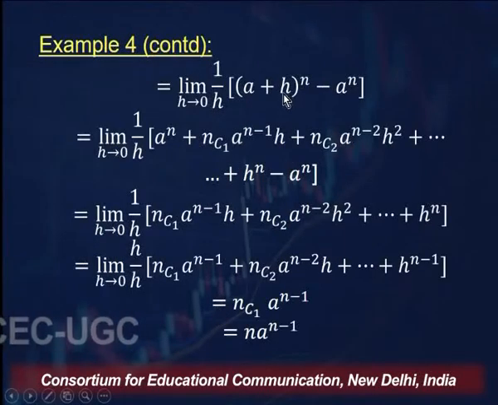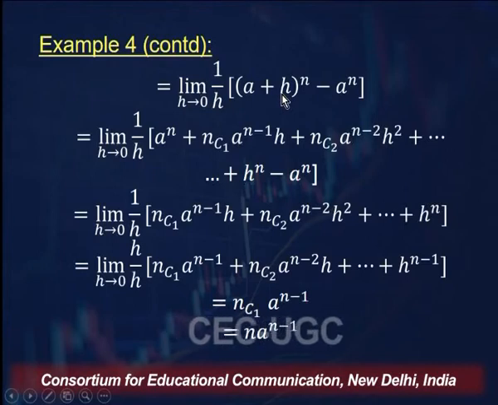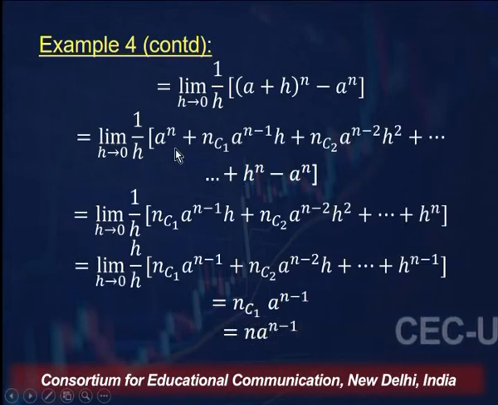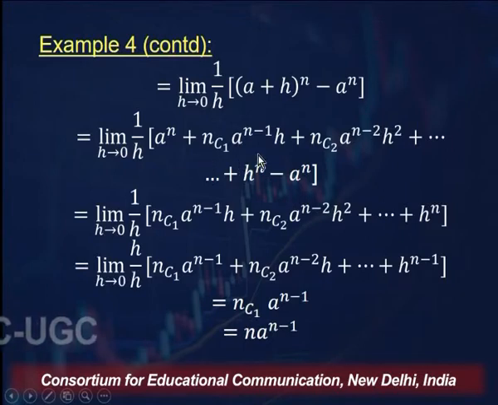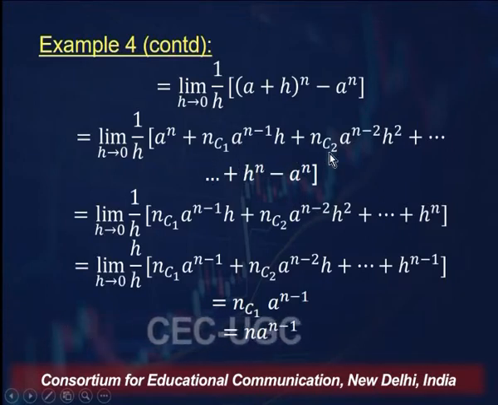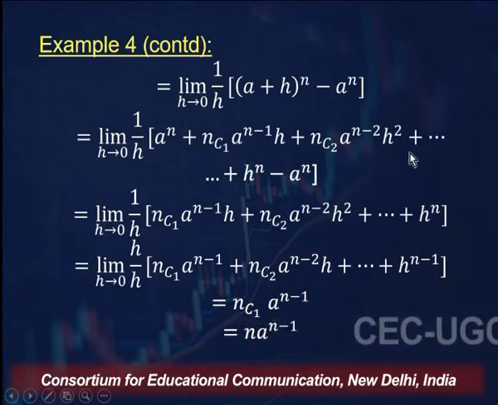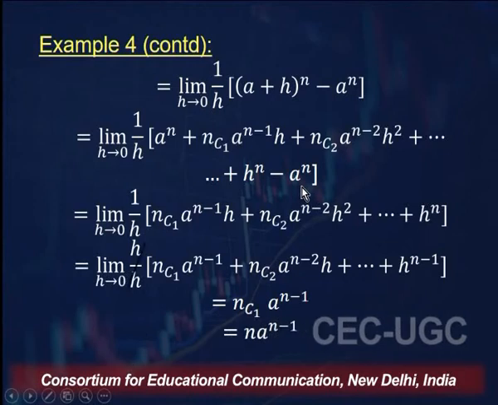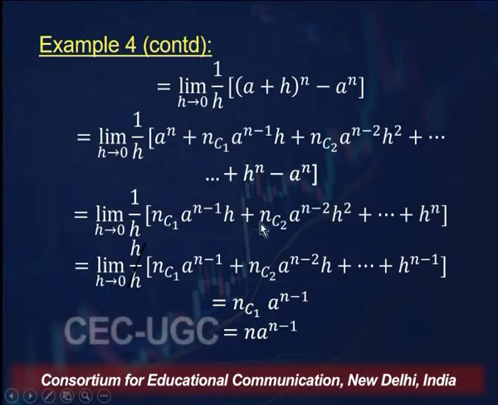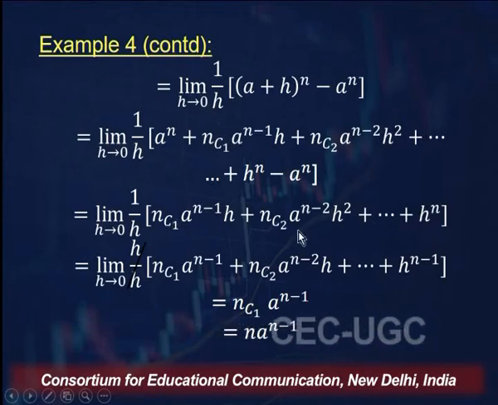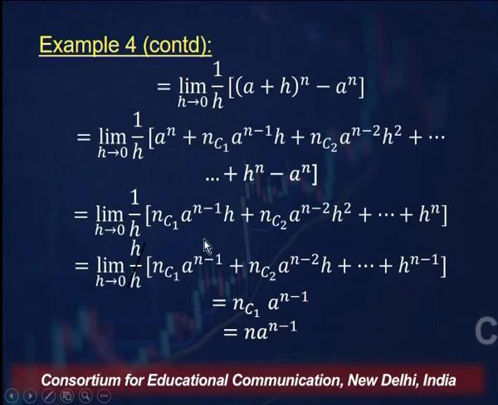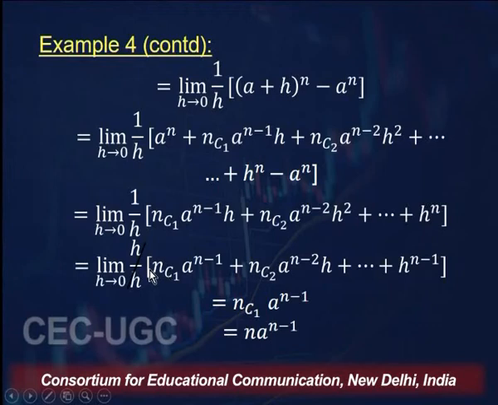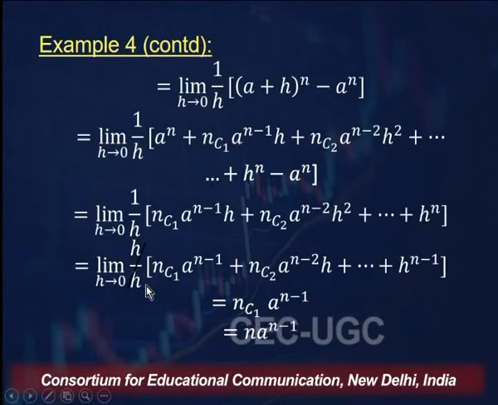Now you can use the binomial formula to expand a plus h to the power n, which gives a to the power n plus nC1 a to the power n minus 1 times h plus nC2 a to the power n minus 2 h squared, and so on, till higher powers of h until you reach h to the power n. From there you subtract off the last term, a to the power n, and you can clearly see that the a to the power n terms get cancelled. So you're left with all these terms which contain an h. Now if I take h common in the brackets, the h gets cancelled in both the numerator and the denominator.